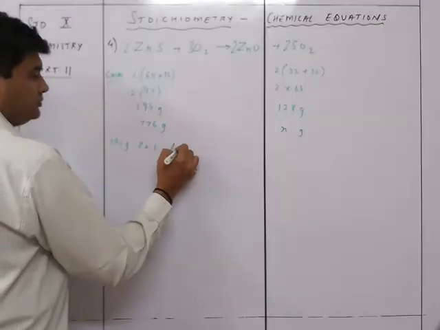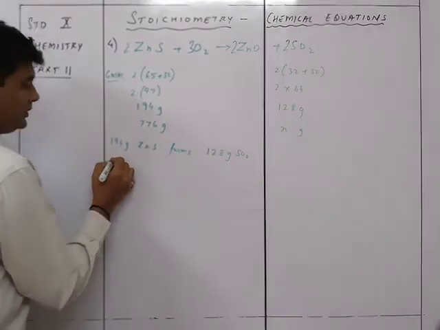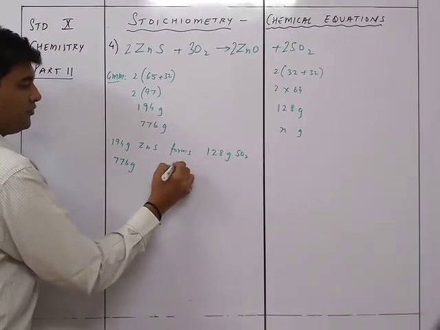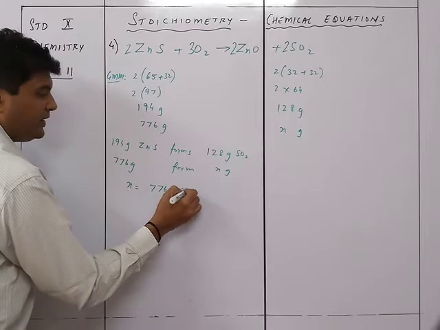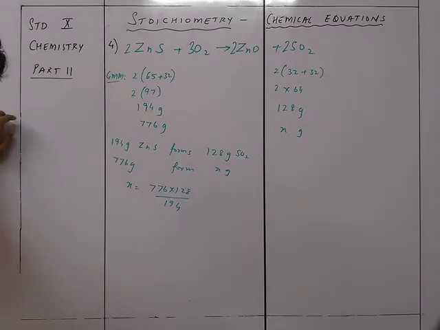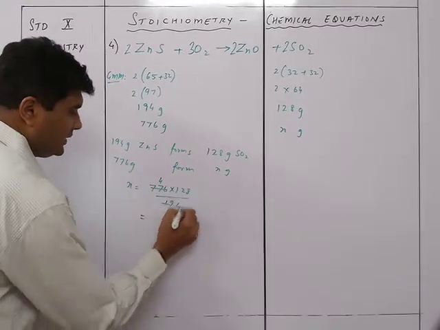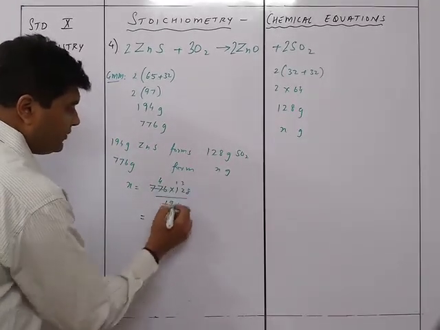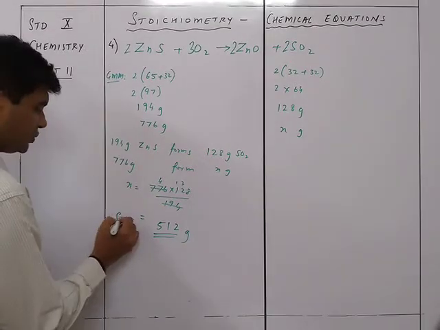ZnS forms 128 grams SO2. So 776 grams forms X grams. So X is equal to 776 into 128 upon 194. Okay, so this should be divisible. 776 should be divisible by 194. Yeah, exactly 4 times. So that will give me 4 into 128, which is 512 grams of SO2. Okay, SO2 formed is 512 grams.